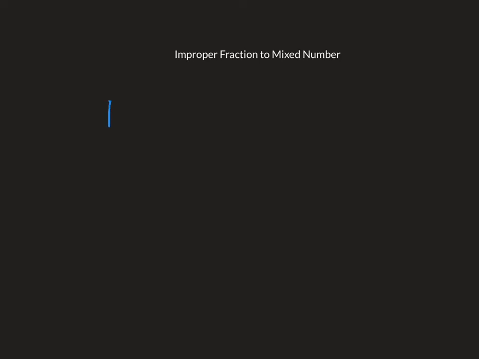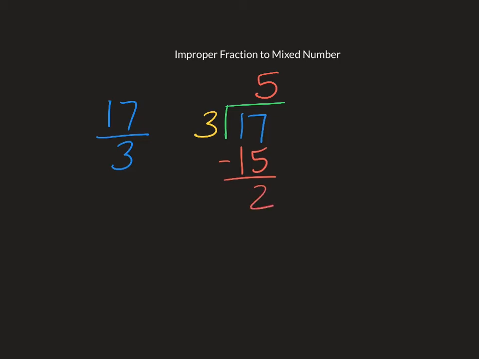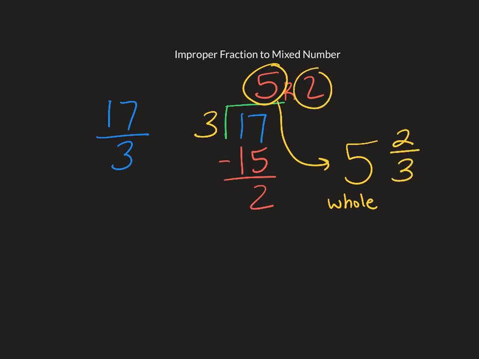So let's try 17 thirds. So we're going to take our numerator, which is 17. We're going to divide it by our denominator, which is 3. 3 goes into 17 5 times. 5 times 3 equals 15. We subtract. We get 2. So 2 is our remainder. So 5 is going to be our whole, because we were able to remove 5 wholes from 17 thirds, and we had 2 thirds left over. 2 is our remainder, and our denominator stays the same.